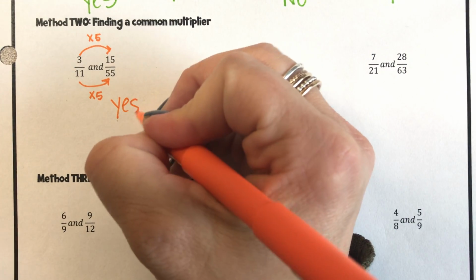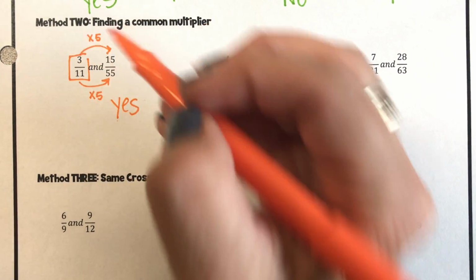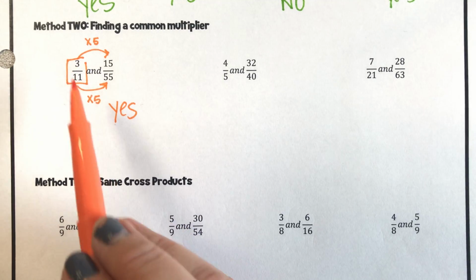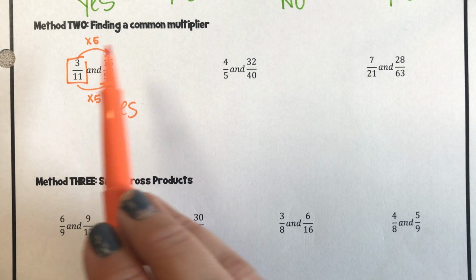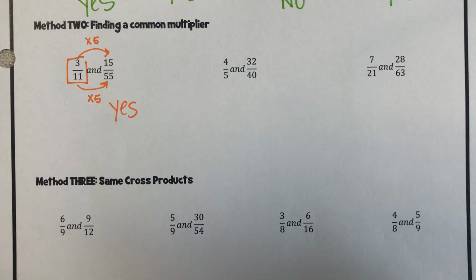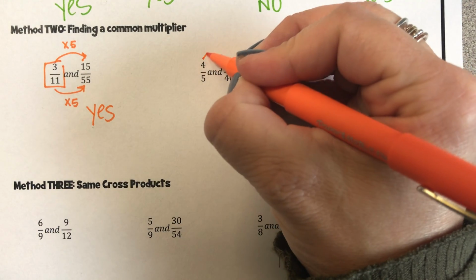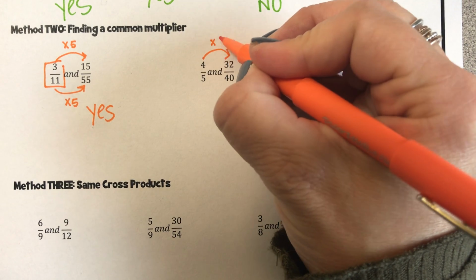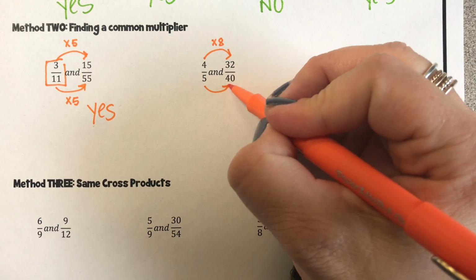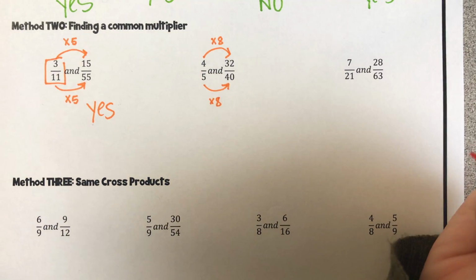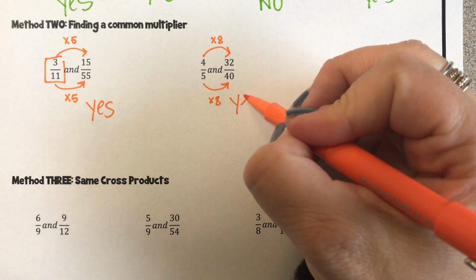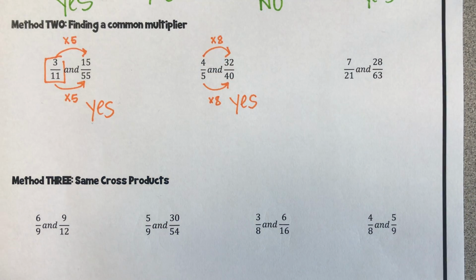So this would be yes, because all I really did, it's like saying if I take this entire fraction, multiply everything by 5, I get the second one. So therefore, it's a proportion. Okay, or like here, 4 times 8 is 32. 5 times 8 is 40. So these would be yes because they have a common multiplier.